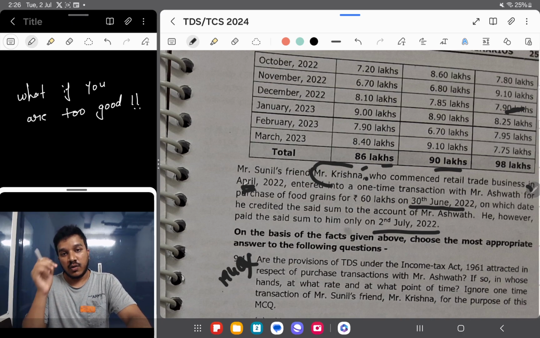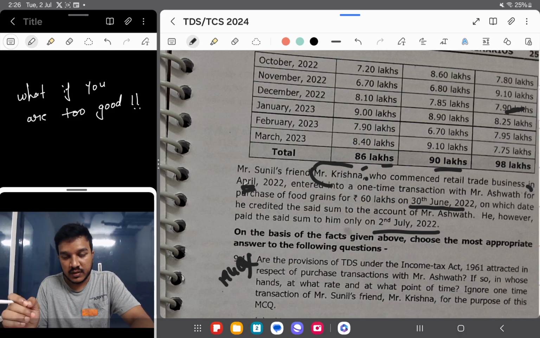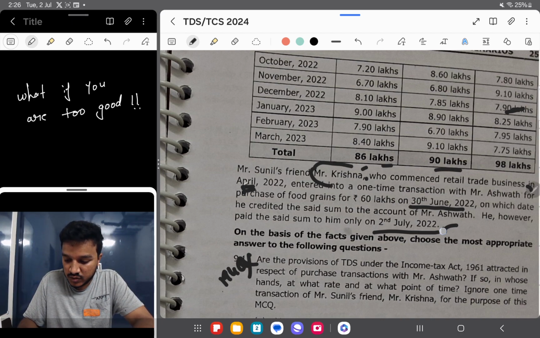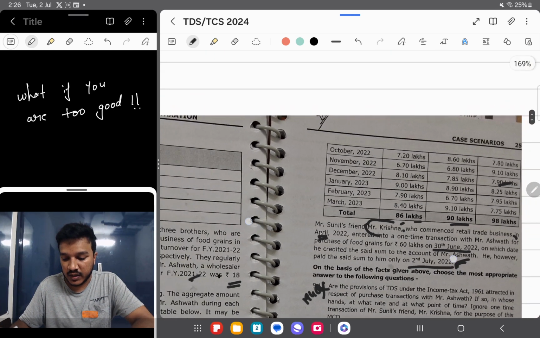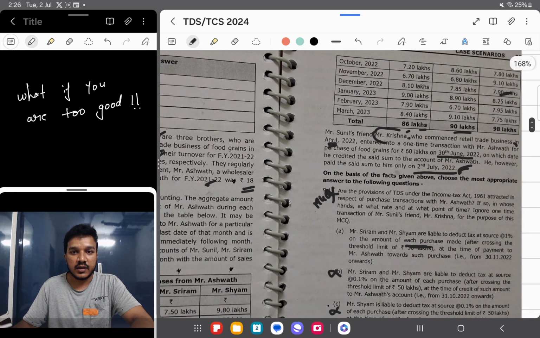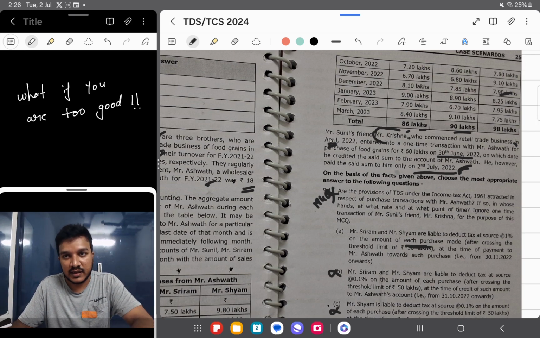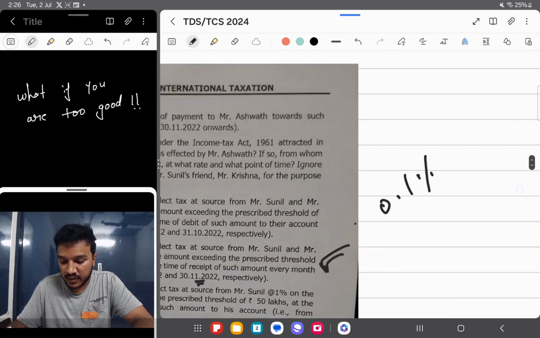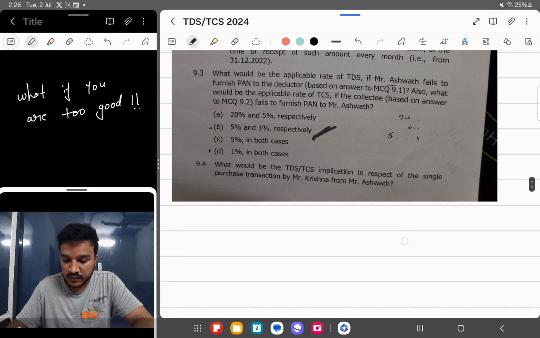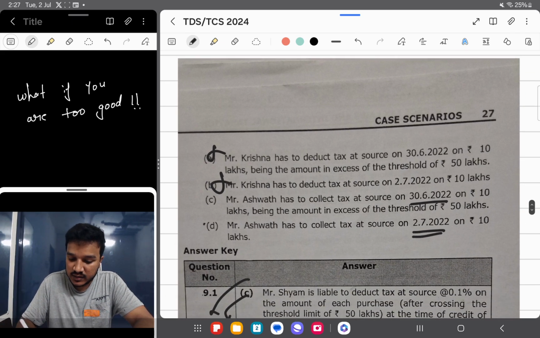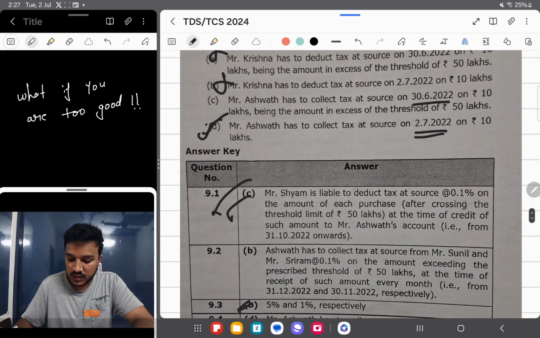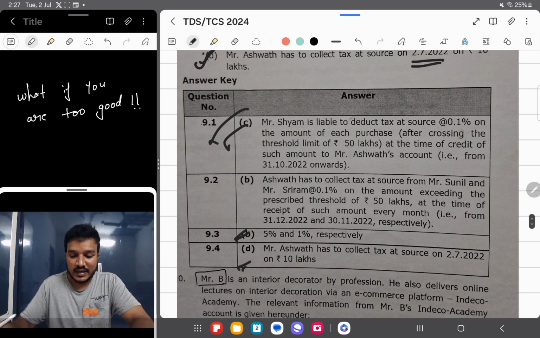In TCS, only at the time of payment do you have to collect TCS. So here payment is done on 2nd July, so TCS will also be collected on 2nd July. But TDS is not like that. In TDS, it is crediting the supplier or payment, whichever is earlier, we have done that before also. So here in this case, it is now 22nd July. The answer should be D. So the answer is D.